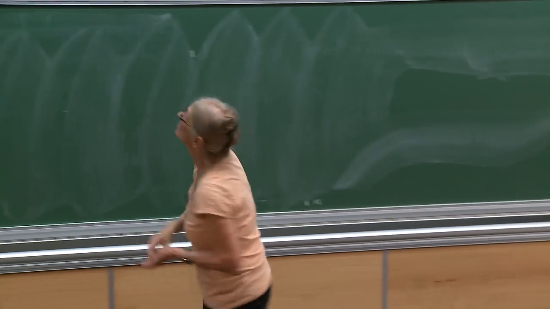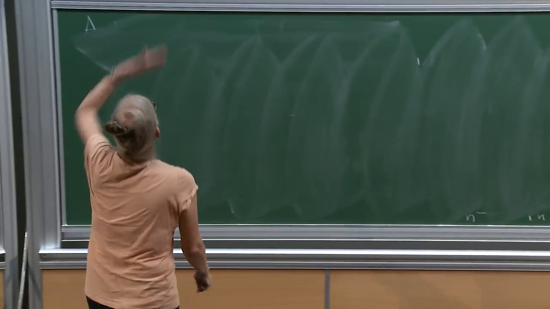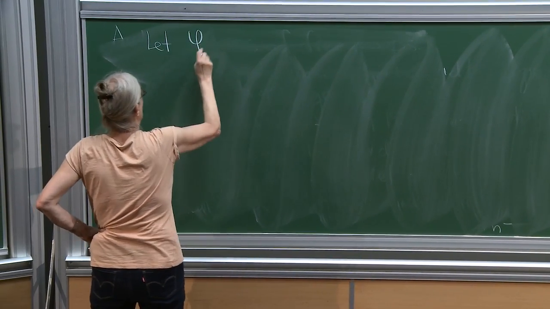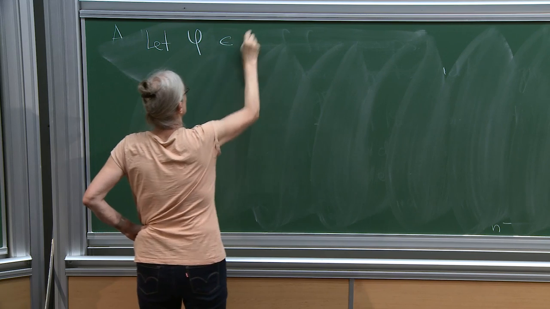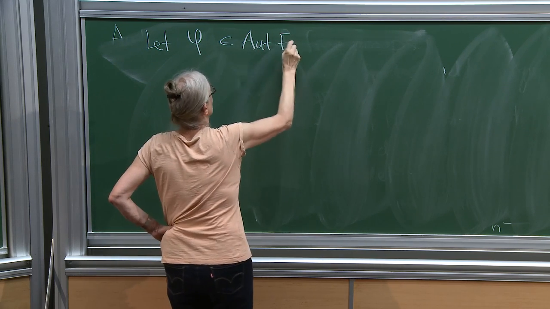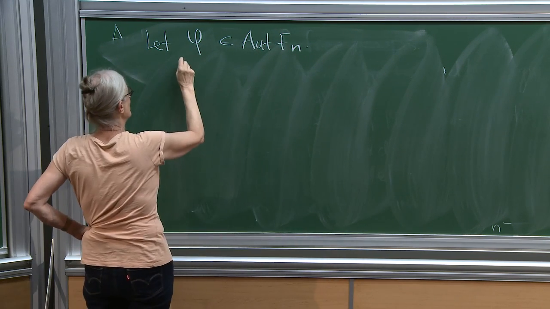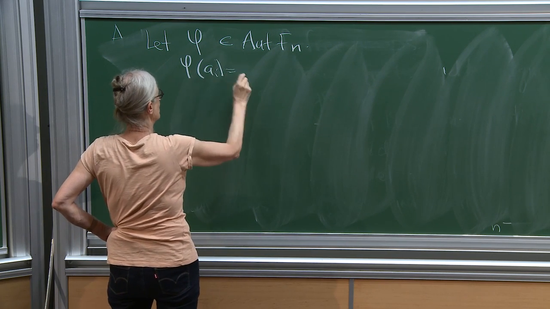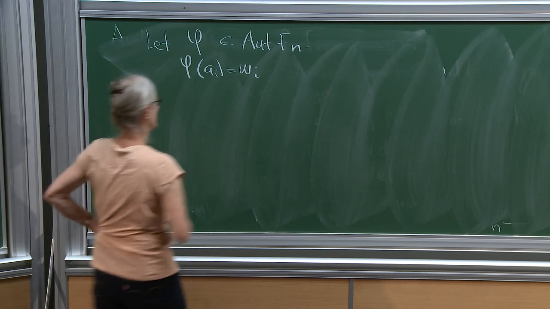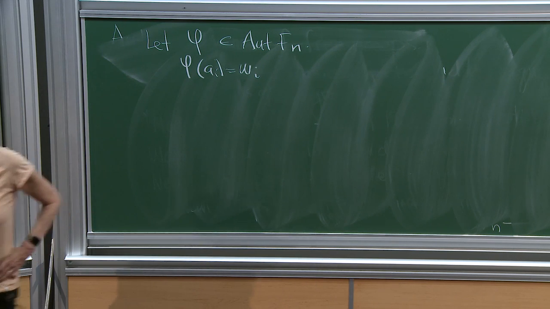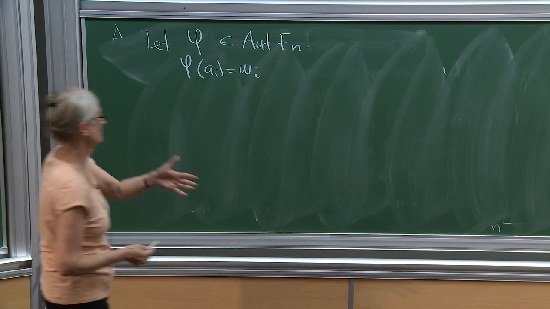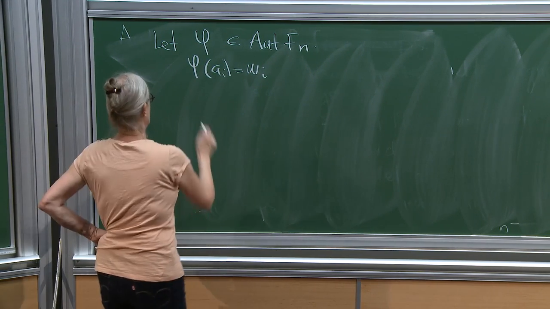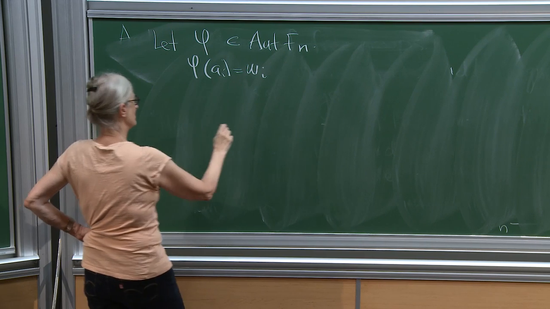So I'm going to start with an automorphism phi. Phi of A_i is some word, W_i. And I'm going to draw a graph that I want to represent. I want to draw a morphism of graphs that represents this word.